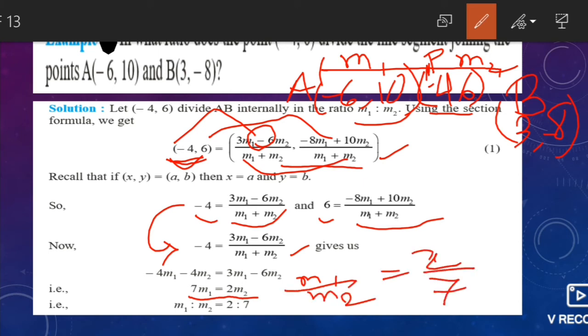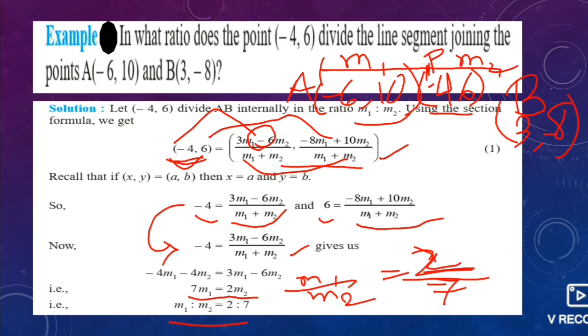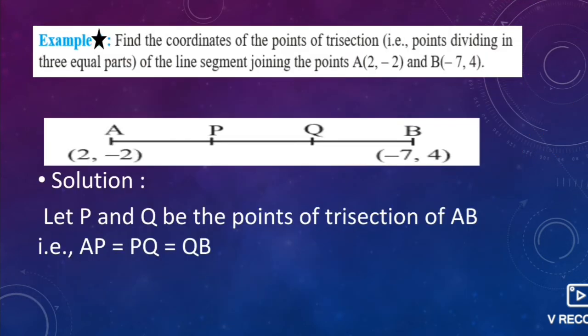So m1 by m2 is equal to 2 by 7. That's why m1 is to m2 is equal to 2 is to 7. In this way you have to find the ratio.